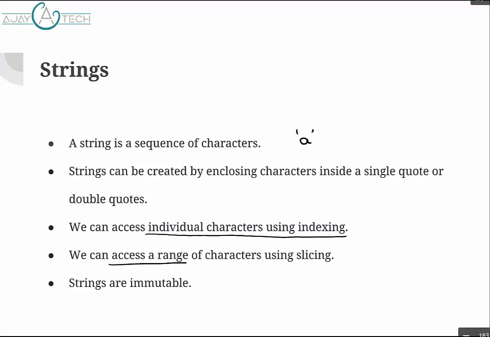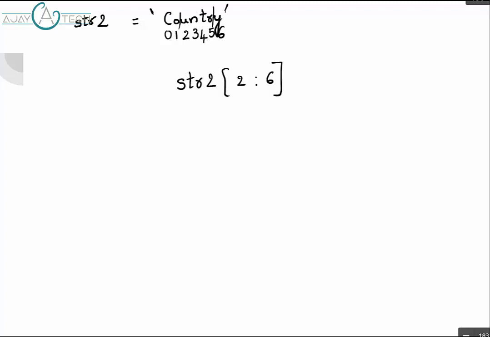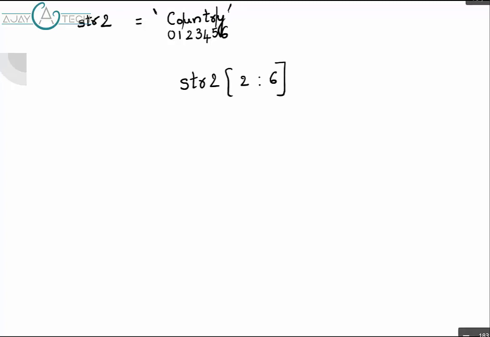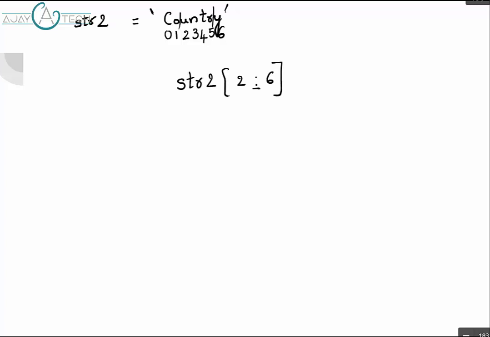We can access a range of characters using slicing. If we want to cut a substring from a string, this is known as string slicing. We can access a range of items in a string by using the slicing operator colon, and this is what the syntax for slicing looks like.